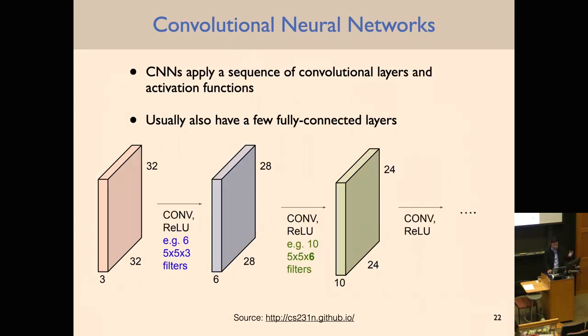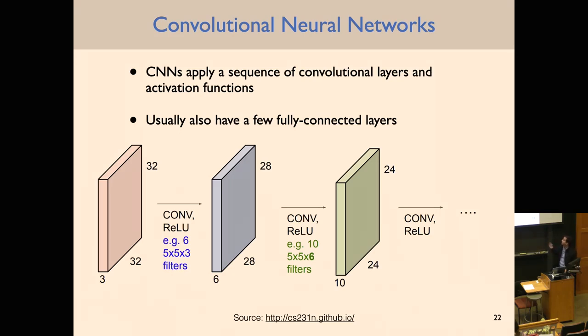And then you can keep doing this, right? You can do one of these convolutional layers to transform the input volume 32 by 32 by 3 into 28 by 28 by 6. In this case, I'm doing 24 by 24 by 10, and so on, until you get to the output layer.